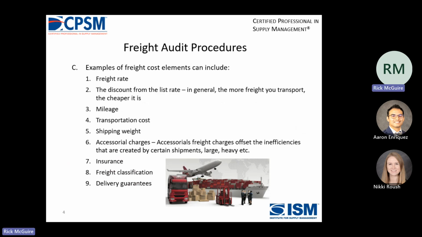Examples of freight cost elements can include the freight rate and the freight classification for the product. Those are the two big ones. So the discount from list rate: in general, the more freight you transport, the cheaper it is. So are they billing you at the right rate? How far? Usually they bill you by the mile. So what was the mileage? What was the cost? What was the weight? Does it look close to being right?